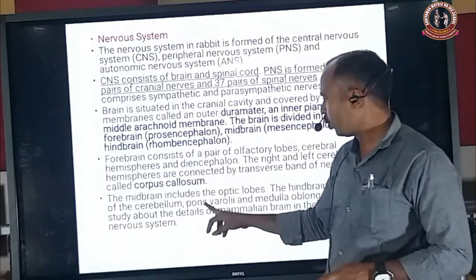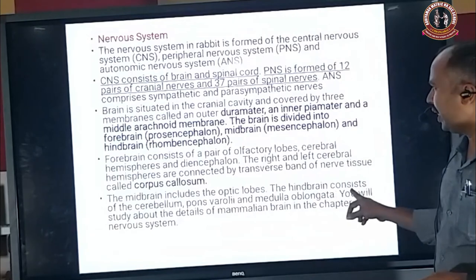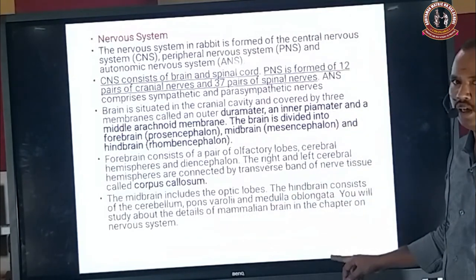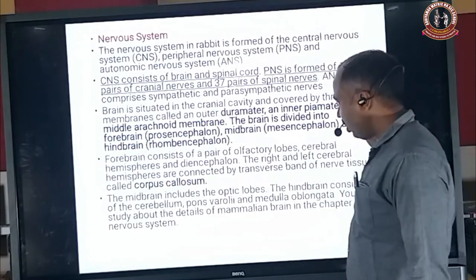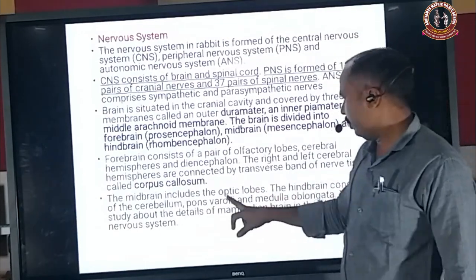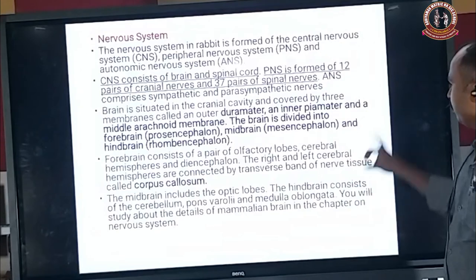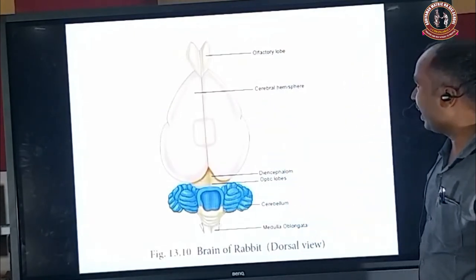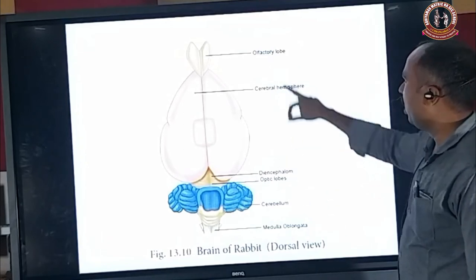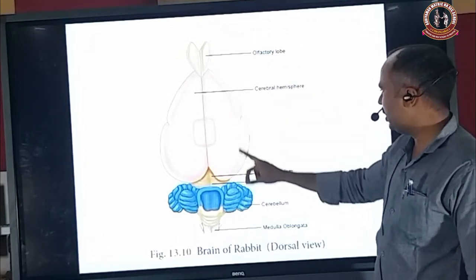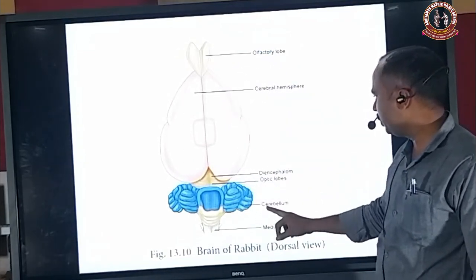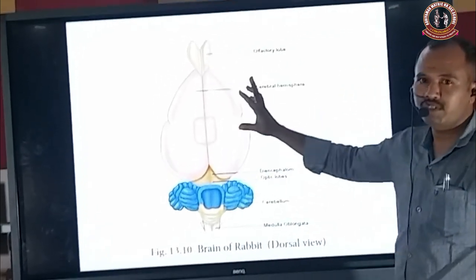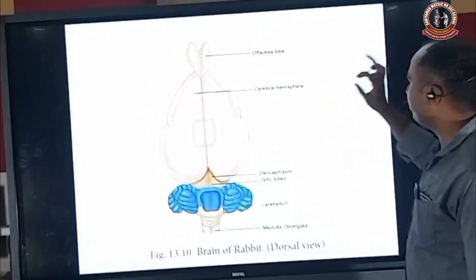The midbrain includes the optic lobes. The hindbrain consists of the cerebellum, pons varolii and the medulla oblongata. Okay, it is there. This is the structure of the mammalian brain, the brain of the rabbit. It shows the dorsal view. It shows the olfactory lobes, cerebral hemispheres, diencephalon, optic lobes, cerebellum and the medulla oblongata. Okay, it is a dorsal view of the brain of a rabbit.